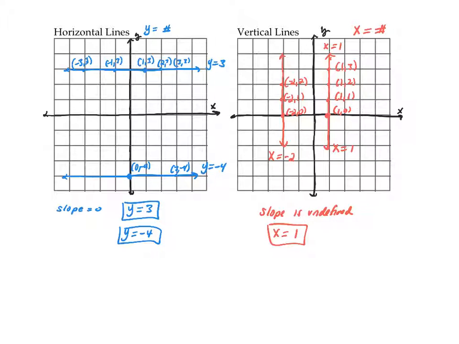So if we want the equation of a horizontal line, it's going to be y equals a number. If you want the equation of a vertical line, it's going to be x equals a number.